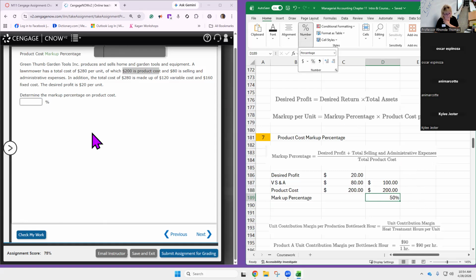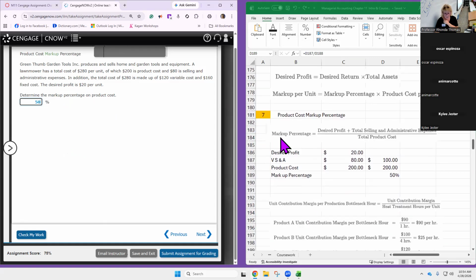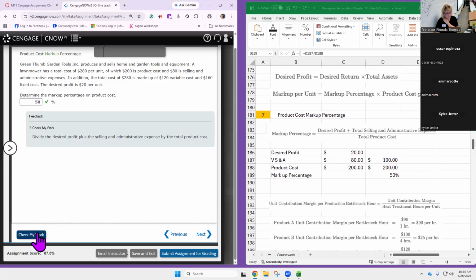Okay, so it is 50%. Okay, so 50% markup, right? So 50% markup is what this is considered using this markup percentage. Okay, markup percentage. So 50%, I think should be right.